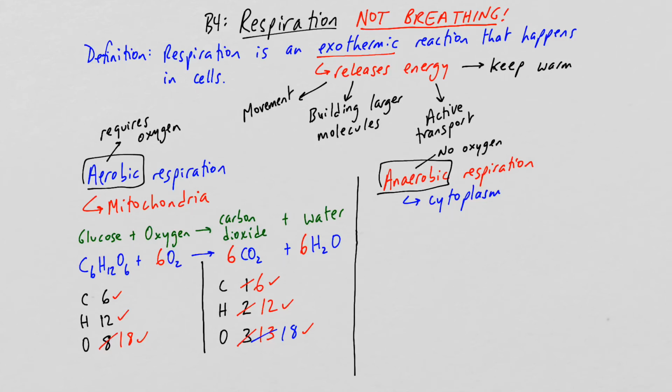The good news for anaerobic respiration is you don't need to remember a symbol equation or be able to balance it. The bad news is that anaerobic respiration is different in plants and yeast than it is in animals. Let's start by looking at plants and yeast. In plants and yeast, glucose is turned into ethanol and carbon dioxide. Anaerobic respiration in yeast is very important, and that is called fermentation.